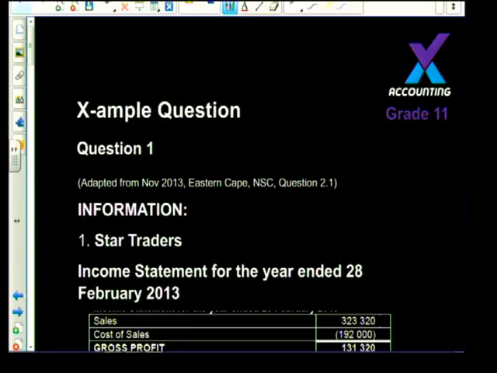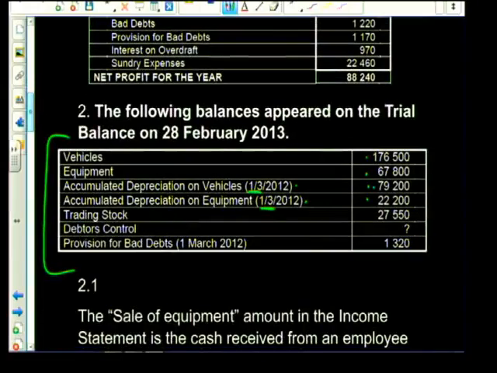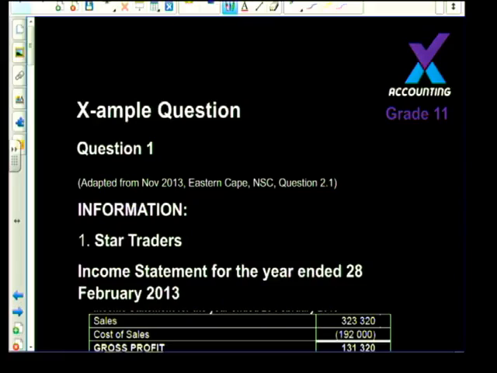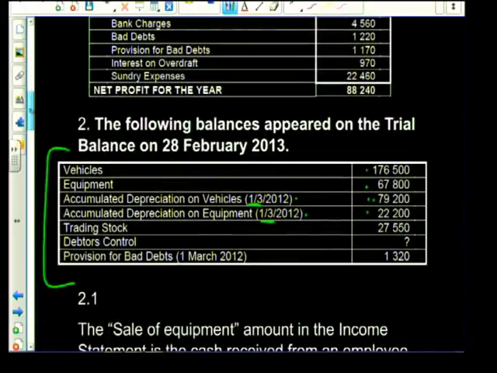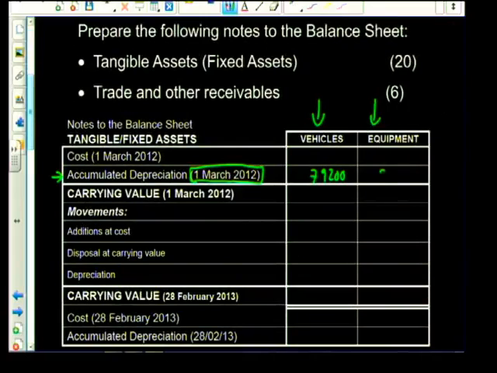So for vehicles, the figure was 79,200 Rand. Let's record it. I've done something wrong here. See if you can tell me what it is, but I'll fix it in a moment. And the figure for equipment was 22,200 Rand. That's the accumulated depreciation, and I'm going to fill in that figure over here. What have I done wrong? I hope you spotted what I've done wrong.